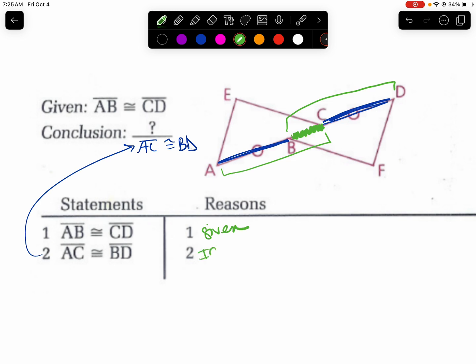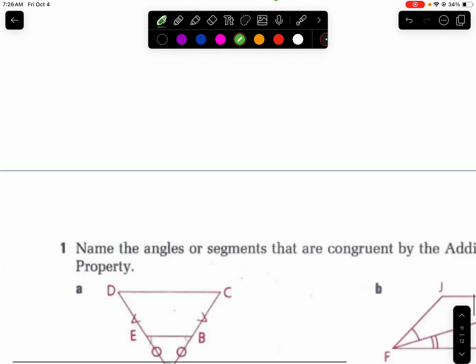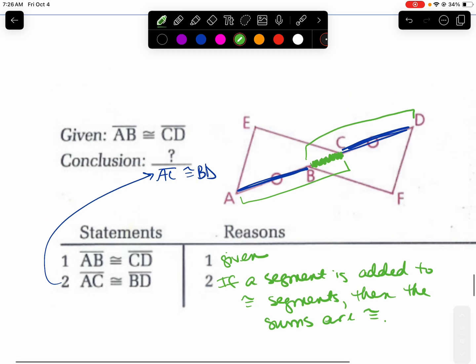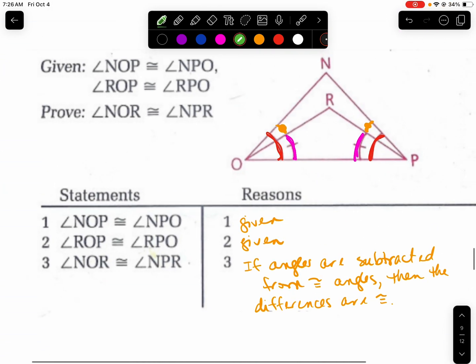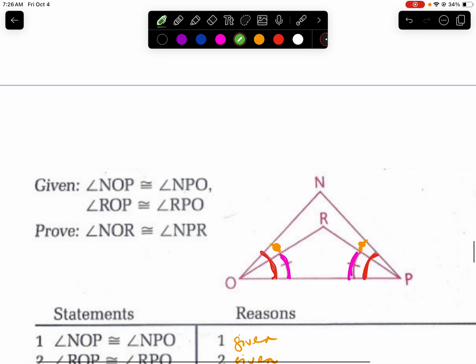For my second one, if a segment is added to congruent segments, then the sums, because it's getting bigger, are congruent. Okay, so with these proofs, if they're getting bigger, we're going to use addition. If they're getting smaller, we're going to use subtraction.